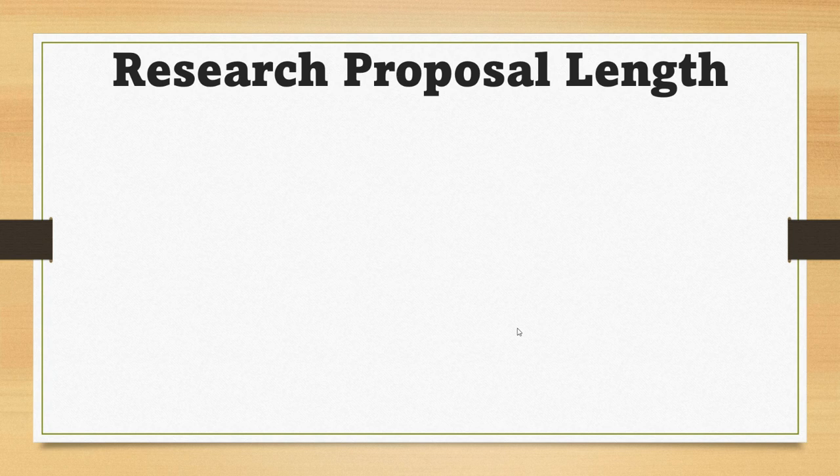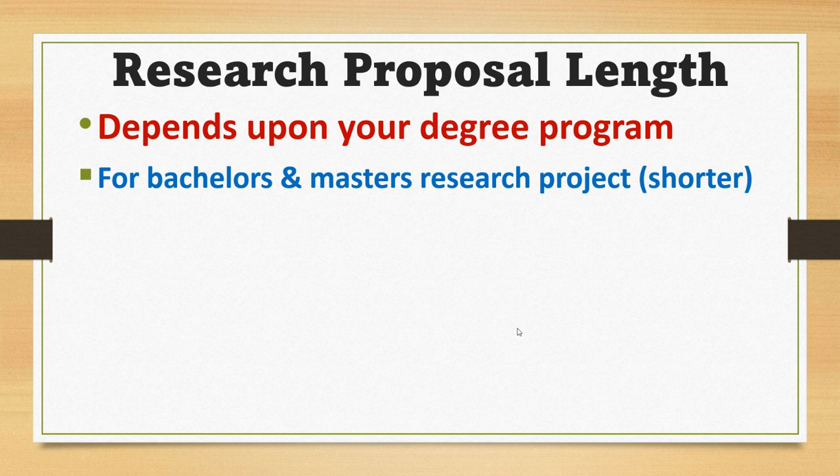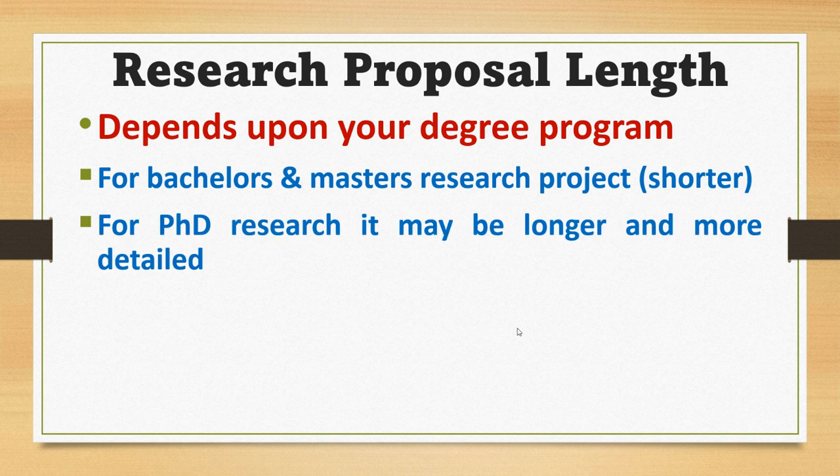So, what should be the length? This is the most important question which a person who is preparing a research proposal should ask. So, a simple answer can be given. It depends upon your degree program. If, for example, you are a bachelor's or master's research student, then your project may be shorter. Your proposal may be a shorter length proposal. It may be from 10 to 20 pages on average. But if you are a PhD student or you are going to take a PhD research, it may be a longer and more detailed research.